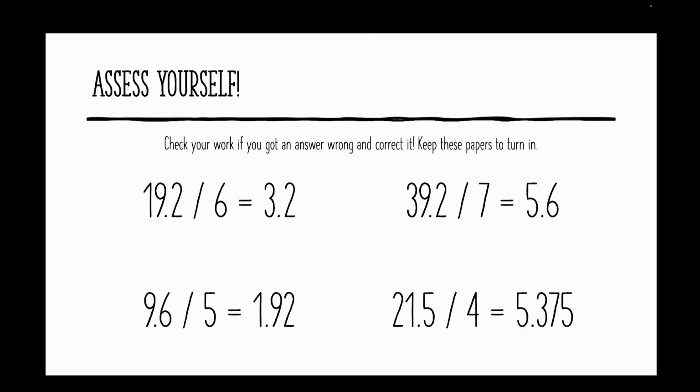So here are your answers to those. 19.2 divided by 6 equals 3.2. 39.2 divided by 7 equals 5.6. 9.6 divided by 5 equals 1.92. And 21.5 divided by 4 equals 5.375.